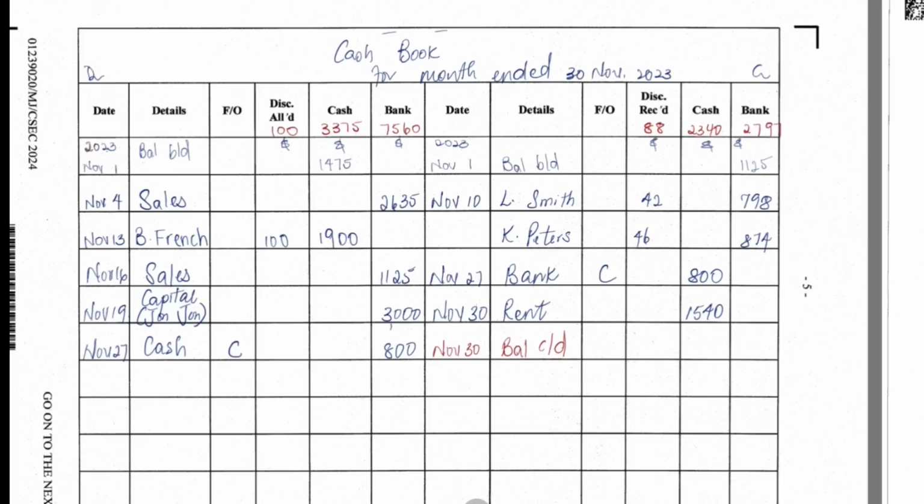So $33.75 minus $23.40 is going to give you $10.35. And over here we have $75.60 minus $27.97. We have $47.63. Let's add up.